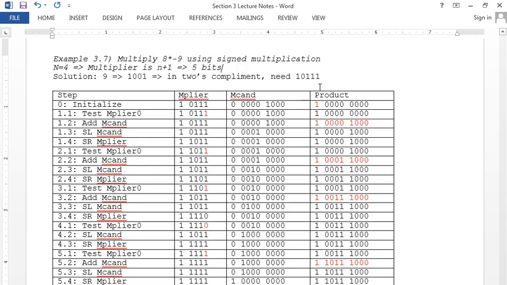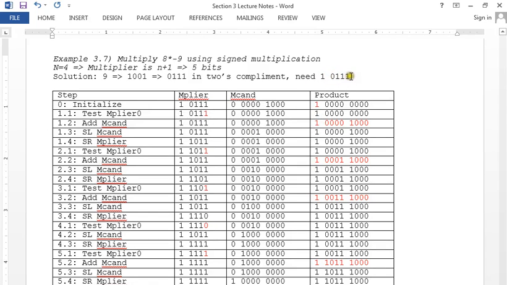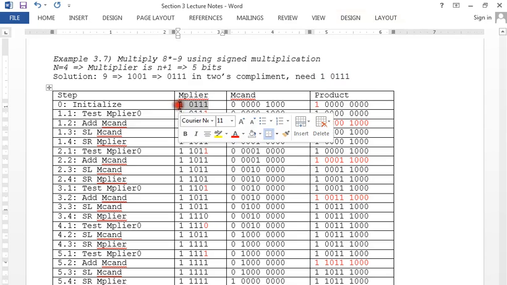So what happens is we're going to take the 2's complement of 9. So that becomes 0, 1, 1, 0. We add 1, this becomes 0, 1, 1, 1, right? And then the most significant bit becomes 1 here. Therefore, you get 1, 0, 1, 1, 1. So this multiplier is n plus 1 bits, as we stated in the algorithm.